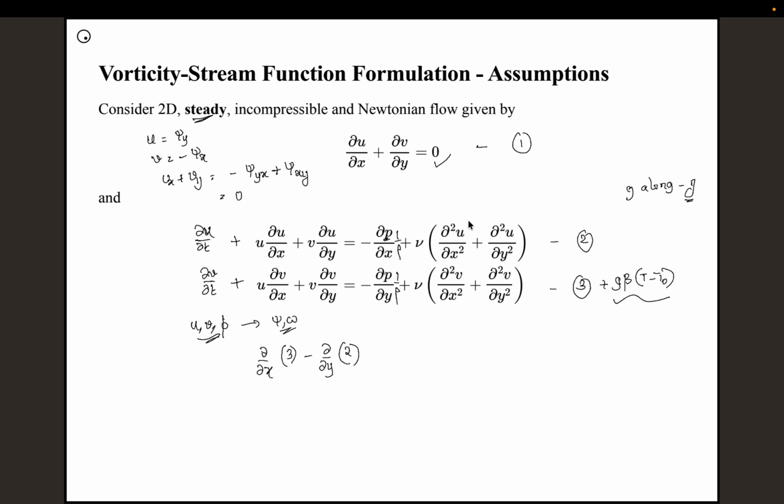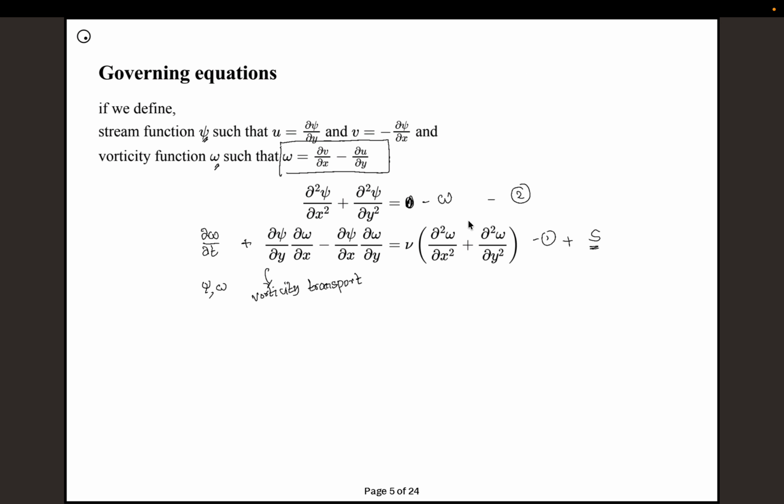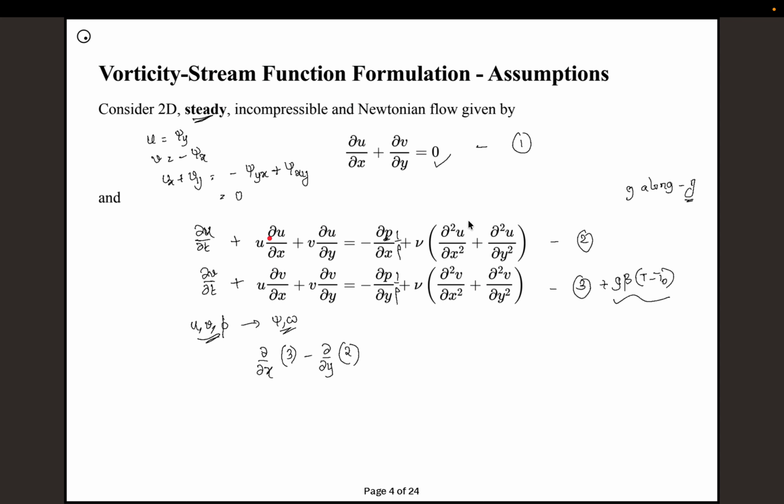All we need to do is take this equation. We know u in terms of psi. Once we solve the psi and omega, you know u comma v. You can substitute them back into this equation and this equation. So all you have to do is solve the second equation plus del del y of the third equation, which will give you an equation entirely in terms of psi.